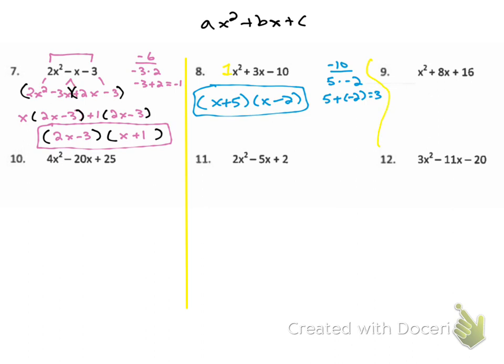All right, again, number 9, A is 1. So I need two factors of 16 that add to give me 8. What would that be? 4 and 4. Good, Carlene. And you can just write that as x plus 4 squared or x plus 4 times x plus 4. You can write that either way. Doesn't matter. That is a perfect square trinomial.